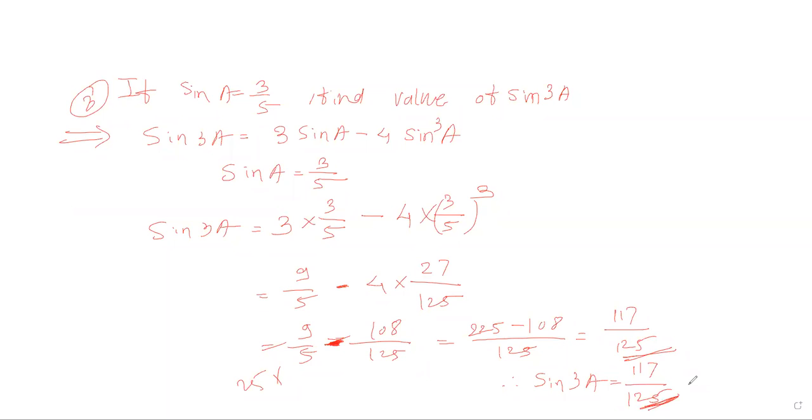Clear? Yes, ma'am. Okay, now we are moving on. Next example, the fourth one. The fourth example is: if cos alpha is equal to 0.4, find cos 3 alpha.